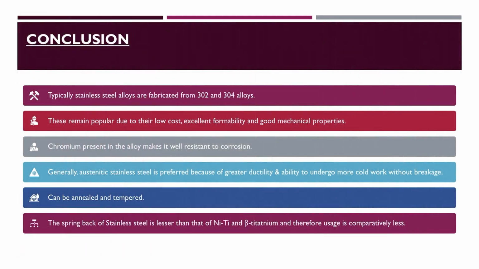Conclusion. Typically, stainless steel alloys are fabricated from 302 and 304 alloys. These remain popular due to the low cost, excellent formability and good mechanical properties. Chromium present in the alloy makes it well resistant to corrosion. Generally, austenitic stainless steel is preferred because of greater ductility and ability to undergo more cold work without breakage. It can be annealed and tempered.